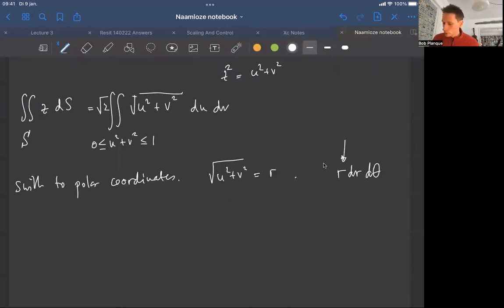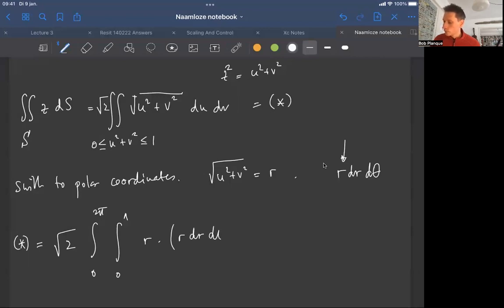So this integral, let me put a little star behind here so that you can see that I'm continuing that computation, is the square root of 2. I do a full circle, so 0 to 2 pi. The r value goes from 0 to 1. That is the square root of u squared plus v squared, which is r, times the element, which I put in brackets to just make that notationally clear, r dr d theta.